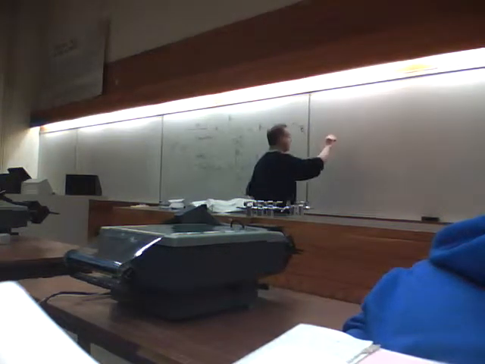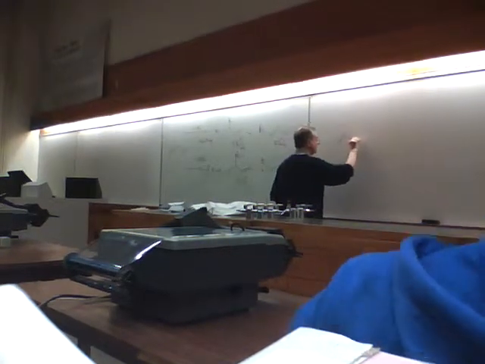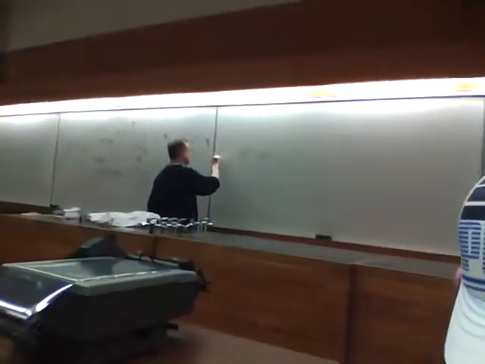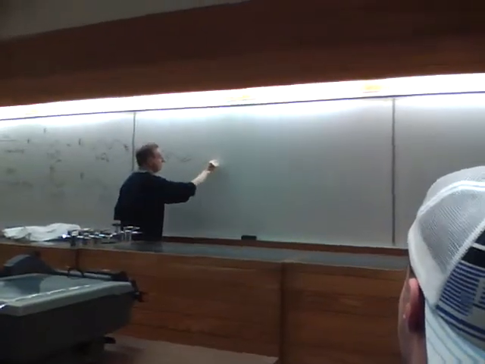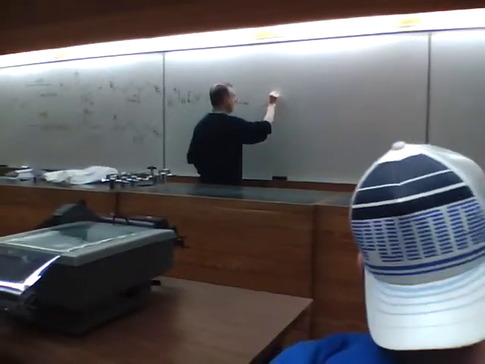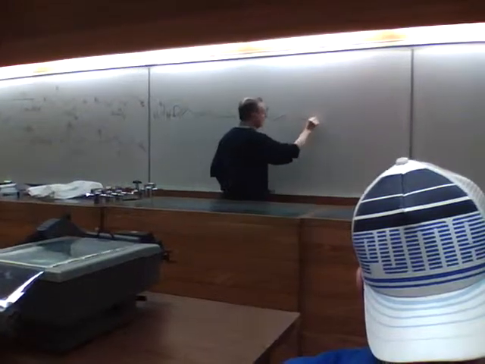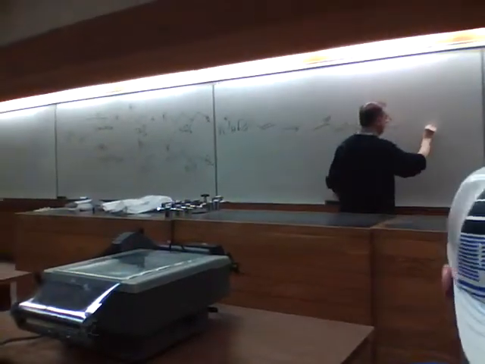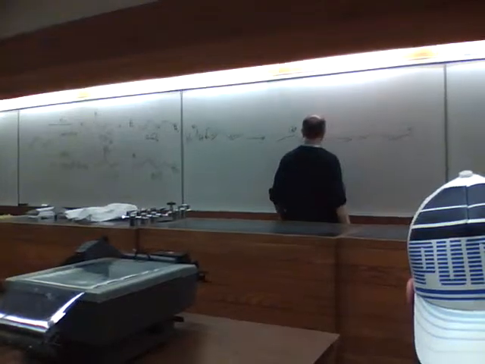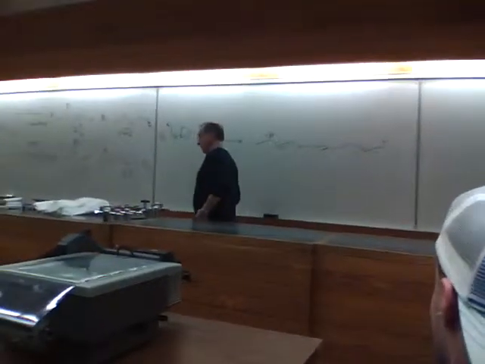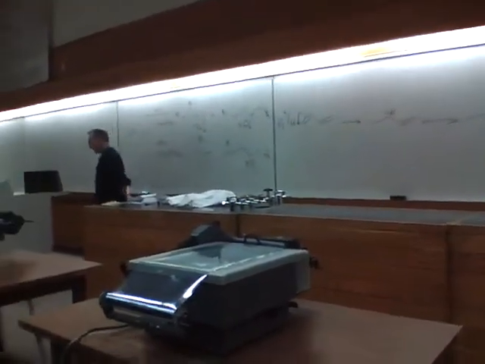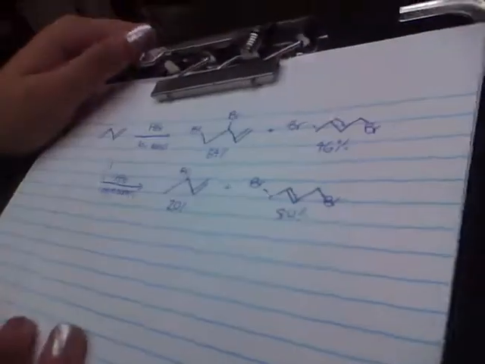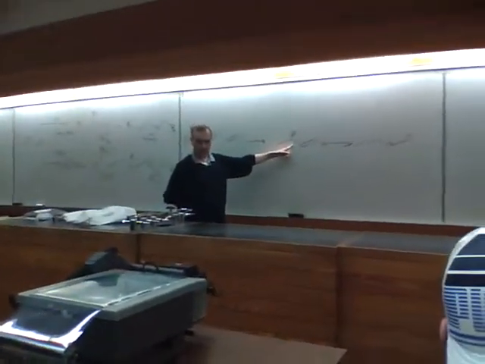What is going on is that in the initial step, a terminal carbon is being protonated, and you get a resonance stabilized carbocation. That resonance stabilized carbocation is then captured by bromide ion. If the bromide ion captures this resonance form, you'll get the 1,2 product.